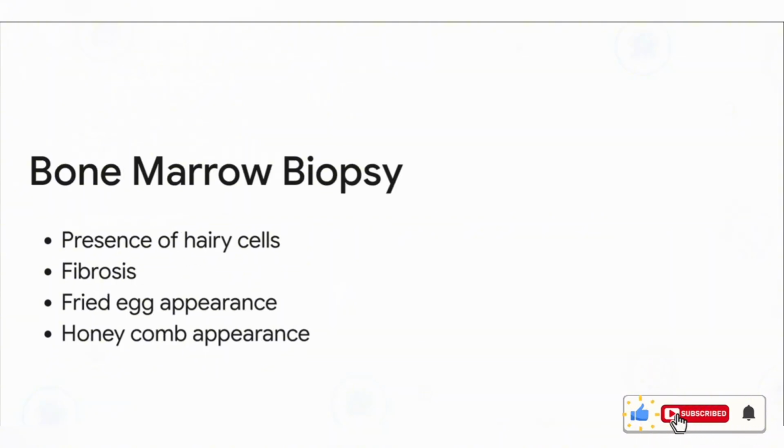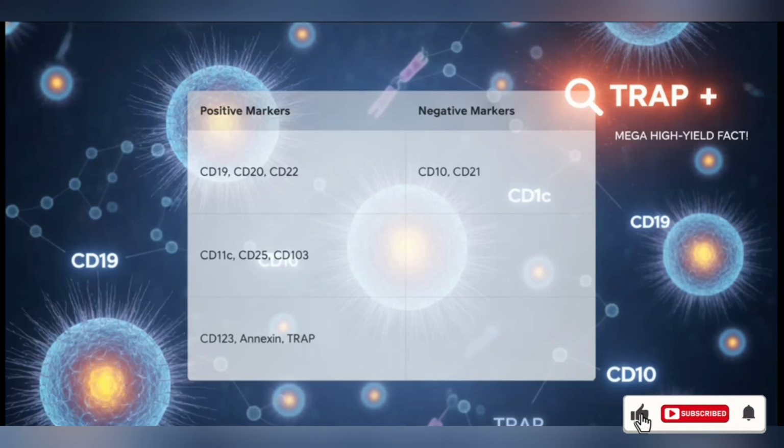Now, if you do a bone marrow biopsy, you'll obviously see these hairy cells, but you'll also see fibrosis. Because of this fibrosis, the marrow can't be easily aspirated, which gives you a classic dry tap. But the real high-yield buzzwords for your exam are the microscopic patterns in the marrow. The fried egg appearance, or the honeycomb appearance. If an MCQ says fried egg appearance in bone marrow, you just mark hairy cell leukemia and move on. And this brilliantly illustrates the immunophenotyping profile.